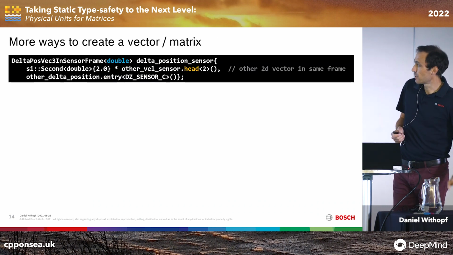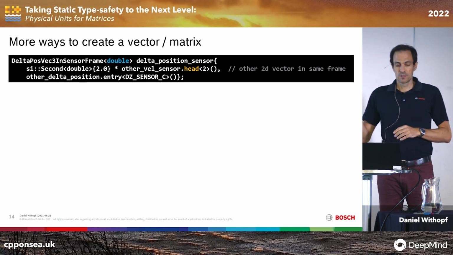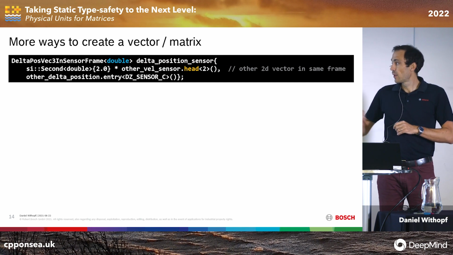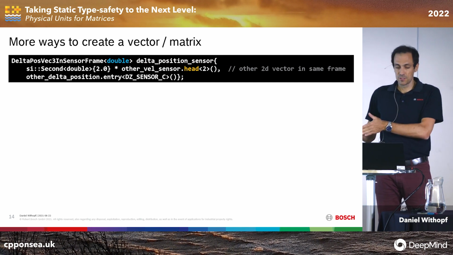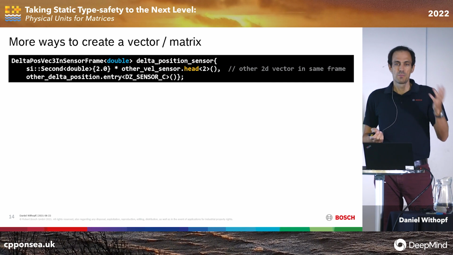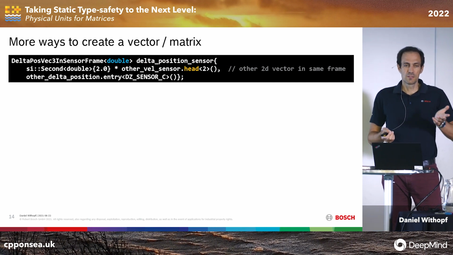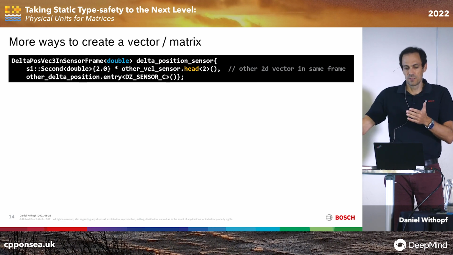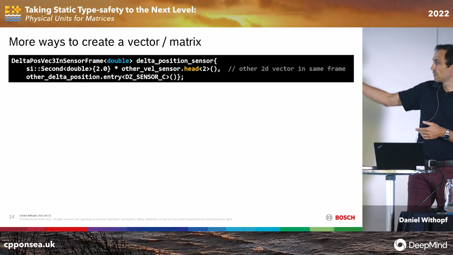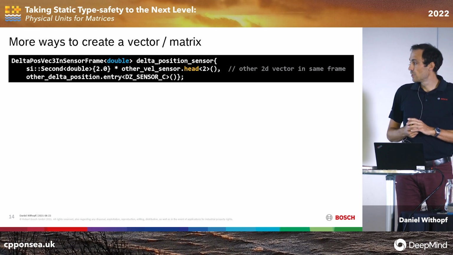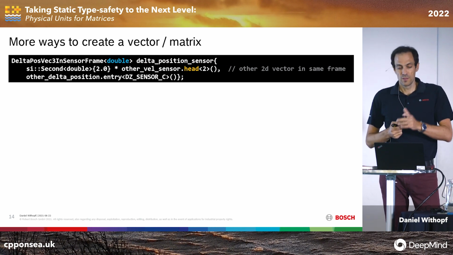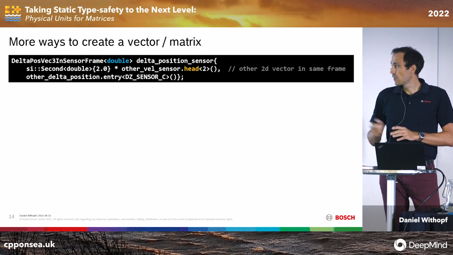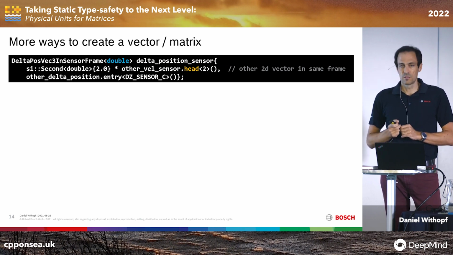Good, there are more ways how you can create such a vector or matrix. In this example, the first two elements are created by extracting the first two elements with a head method from another velocity vector. Then we multiply that velocity with a duration in seconds, and the velocity multiplied with a duration gives you a displacement. And these two displacement indices can then be used to initialize the first two entries in the vector we're constructing here. And we're listing the last element manually here by a call to entry dz sensor.